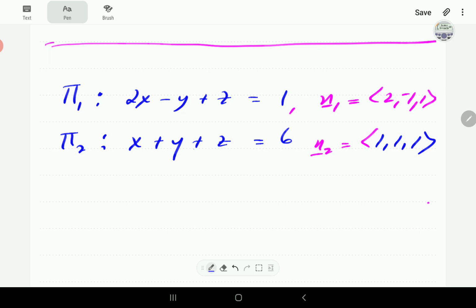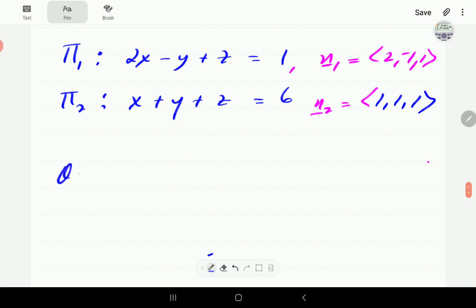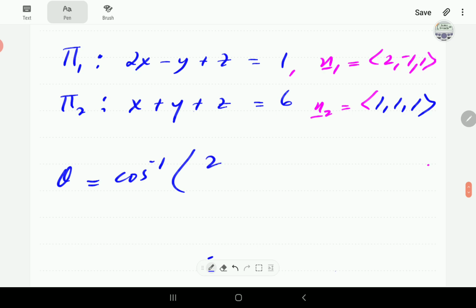Okay, so then the angle between the two of them, theta, is going to be inverse cosine. I've already done this calculation countless number of times, even including just in the previous example. It's going to be 61.9.